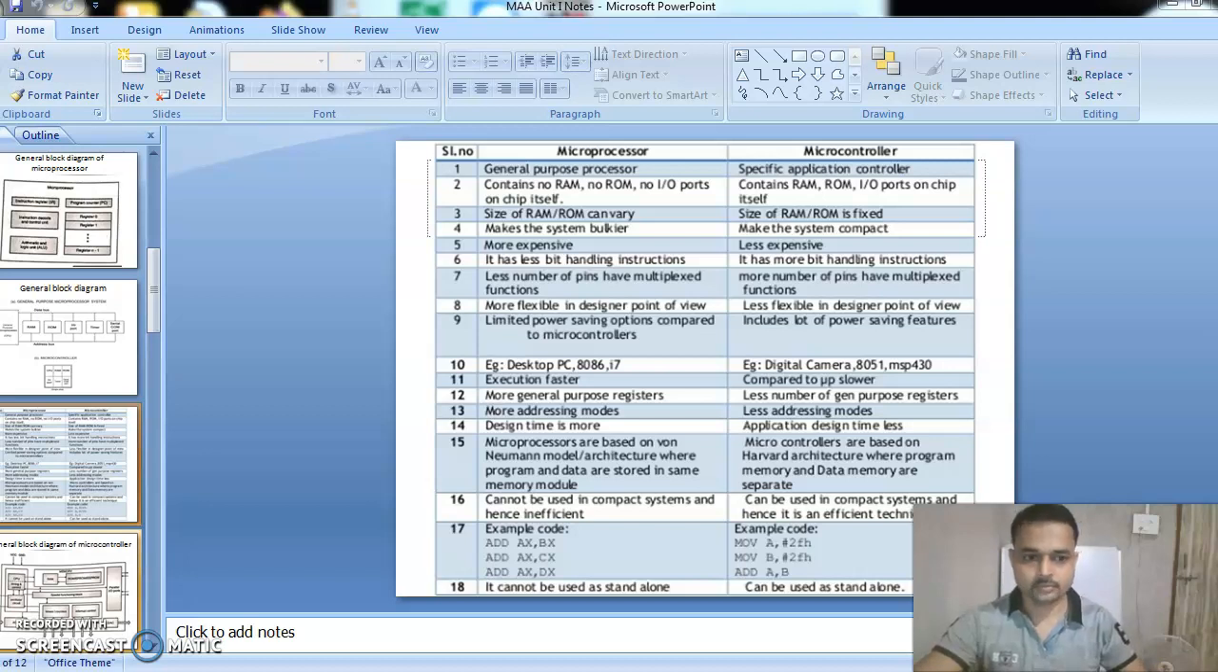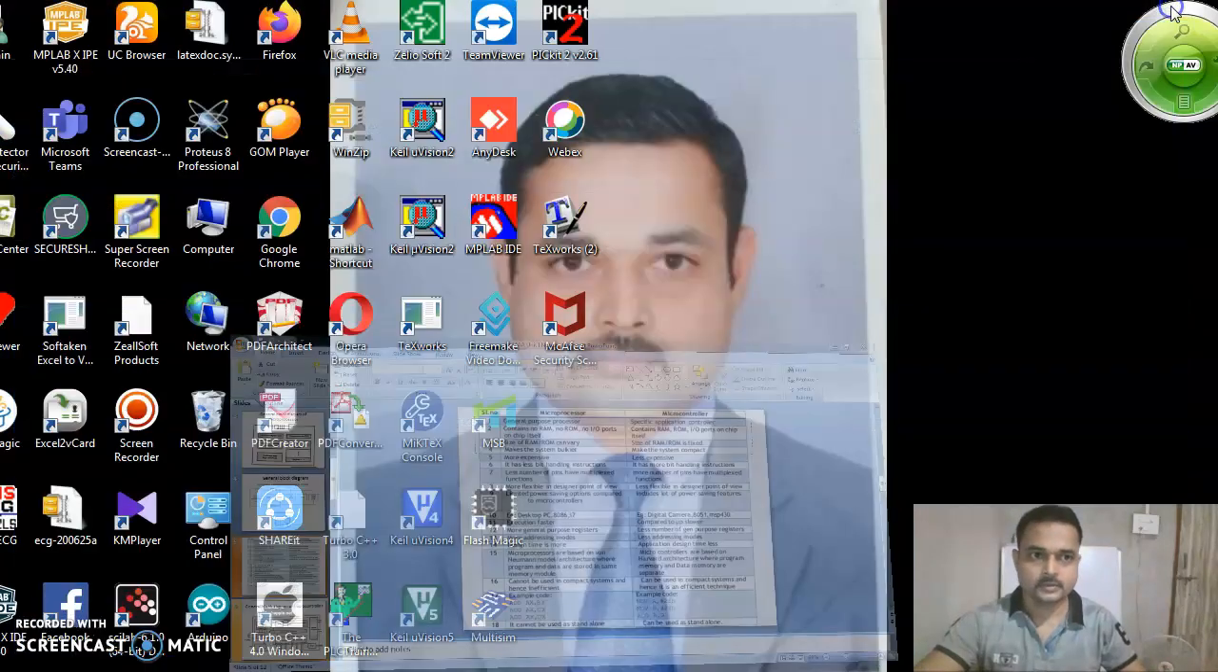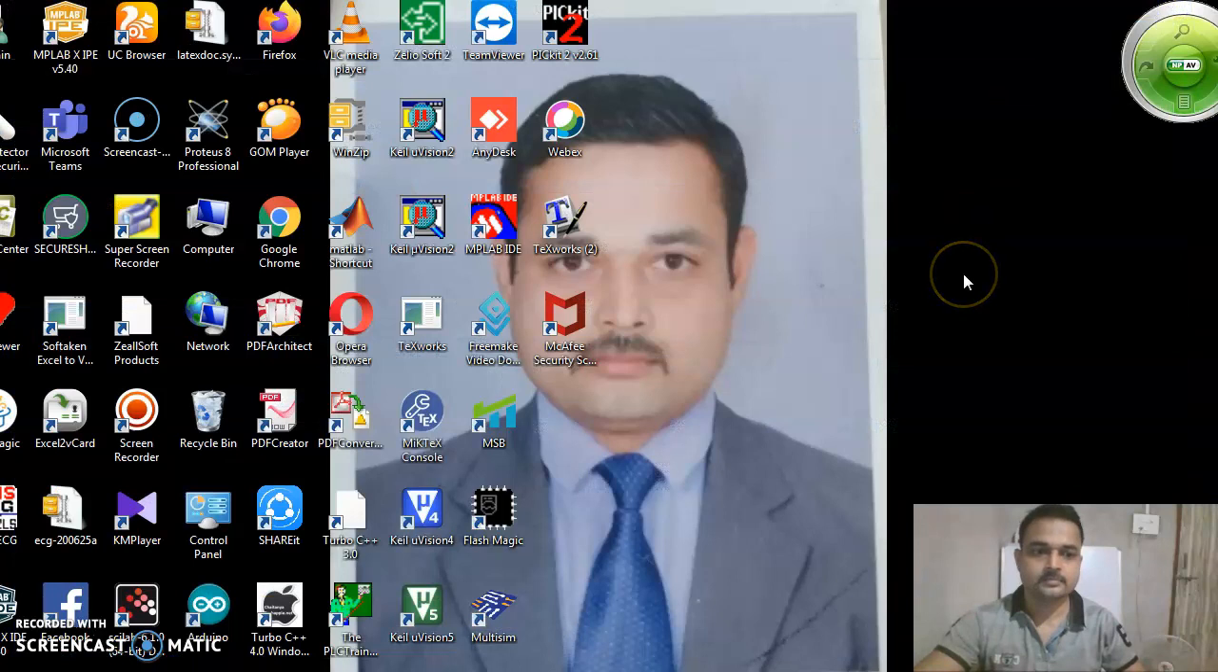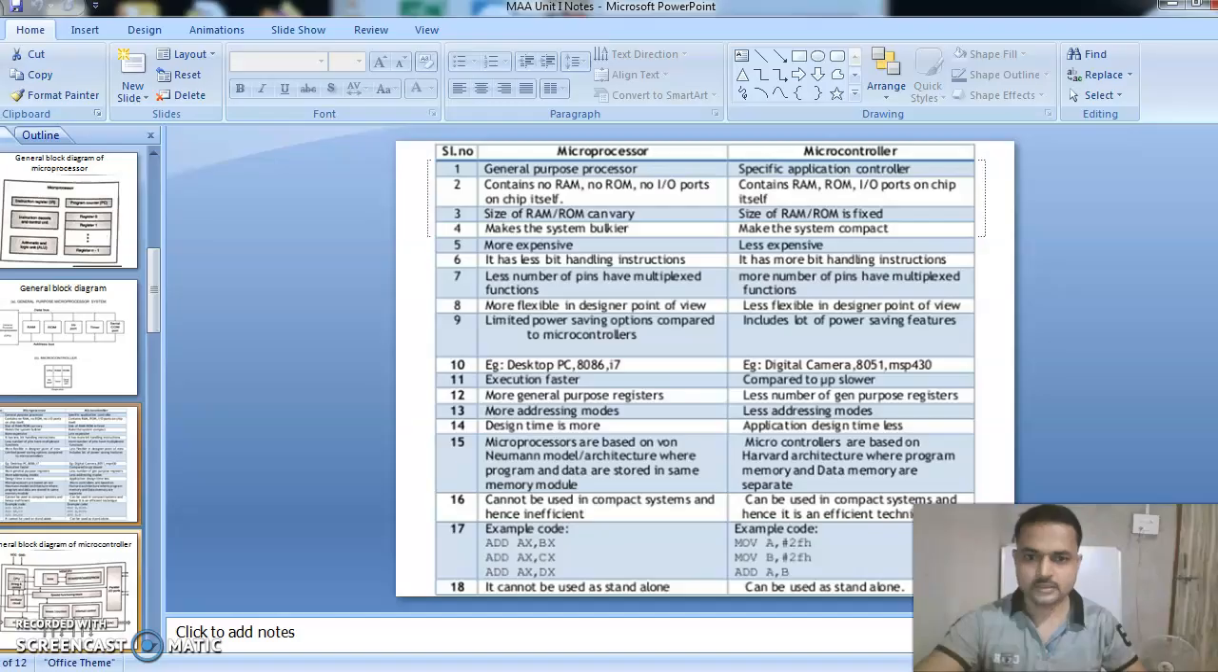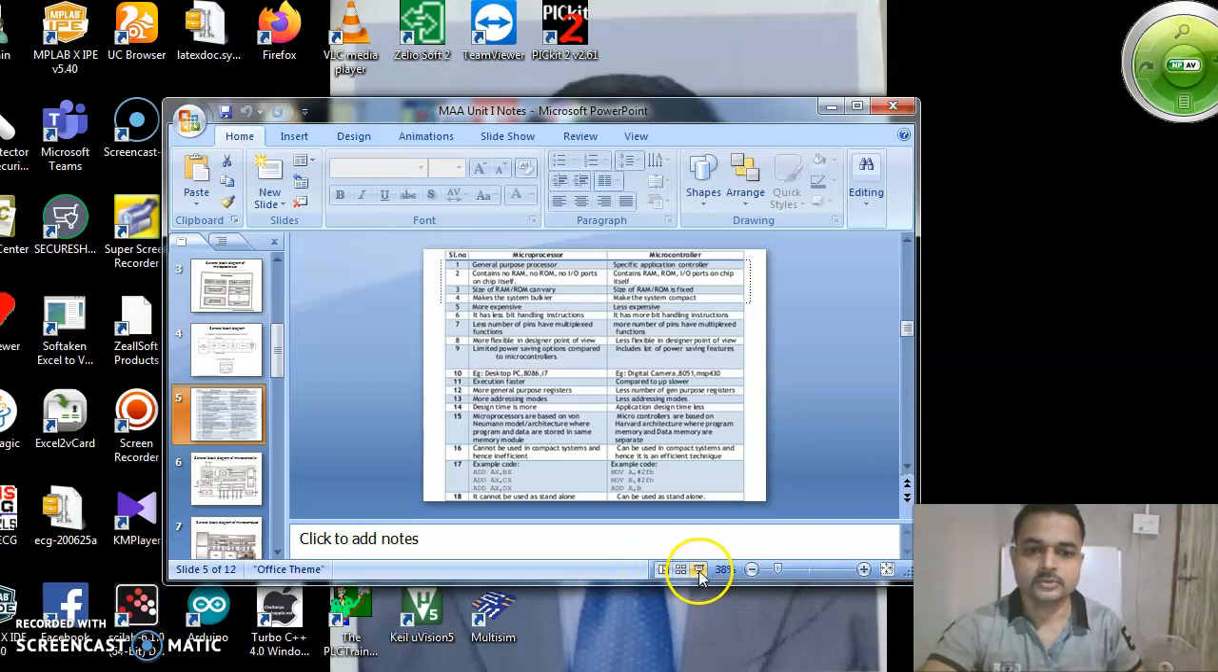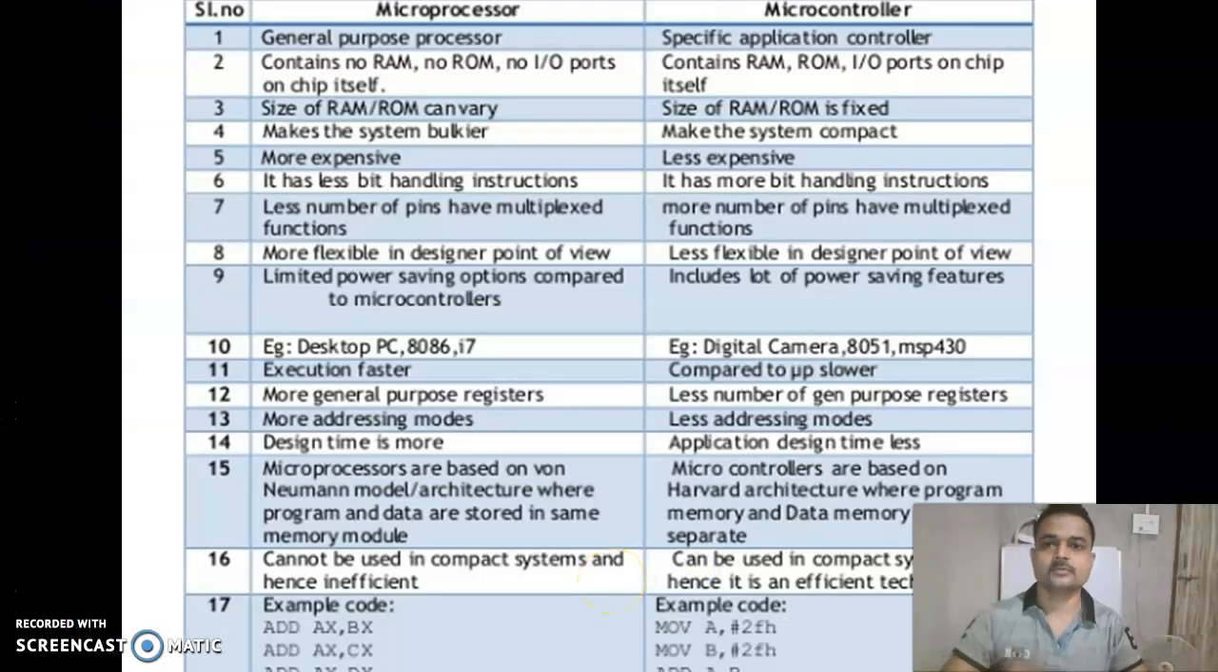So in this session we are going to see comparison between microprocessor and microcontroller. So once again I would like to welcome. I am Sambhaji Patil. We are going to see comparison between microprocessor and microcontroller in today's lecture. First of all we should know how to compare microprocessor and microcontroller.